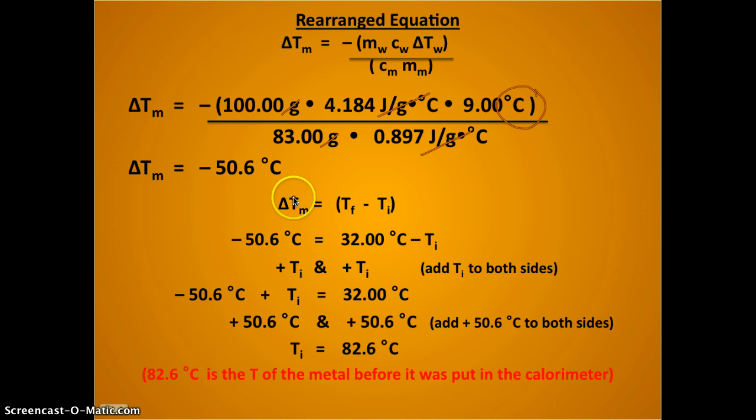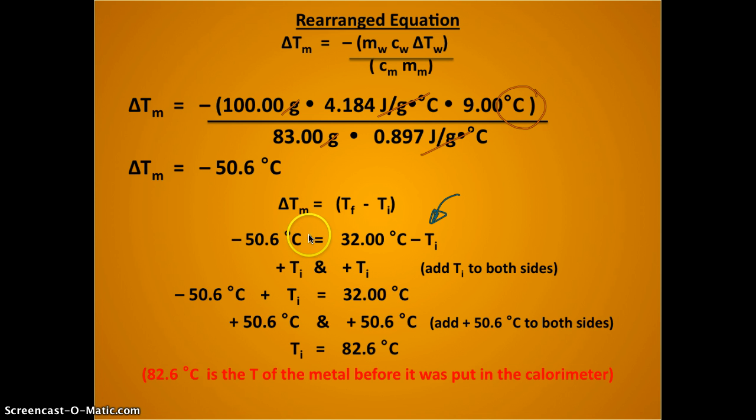Okay, so keep in mind that this delta T is equal to the final temperature of the metal minus the initial temperature of the metal. Yes, we are solving for the initial temperature of the metal, so we're going to have to rearrange this a little bit. So let's fill in the gaps here.